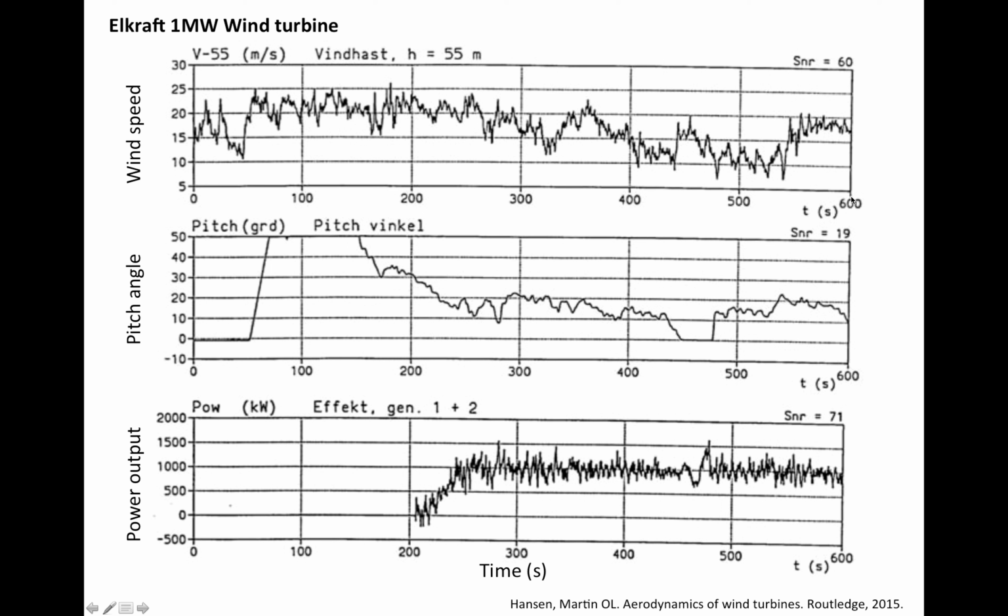The horizontal axis is time in seconds. You can see it, right? It goes from 0 to 600 seconds. And there is lots of high frequency content in the wind speed history curve. So the wind speed actually varies very rapidly with time.